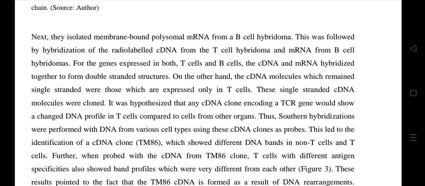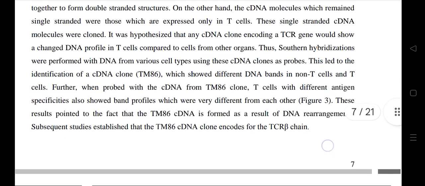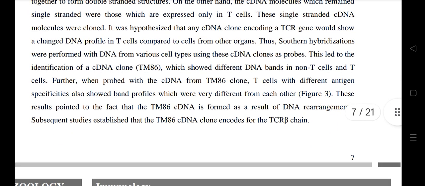These single-stranded cDNA molecules were cloned. It was hypothesized that any cDNA clone encoding a TCR gene would show a changed DNA profile in T cells compared to cells from other organs. Thus, certain hybridizations were performed with the DNA from various cell types using these cDNA genes as probes. This led to the identification of a DNA clone which showed different DNA bands in non-T cells and T cells.